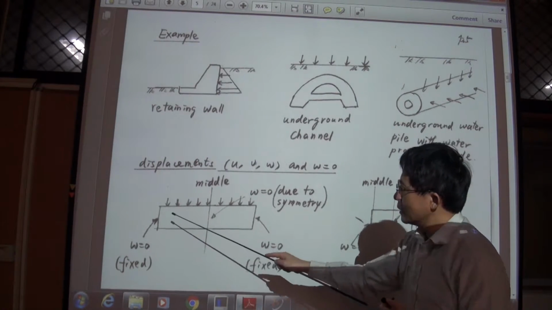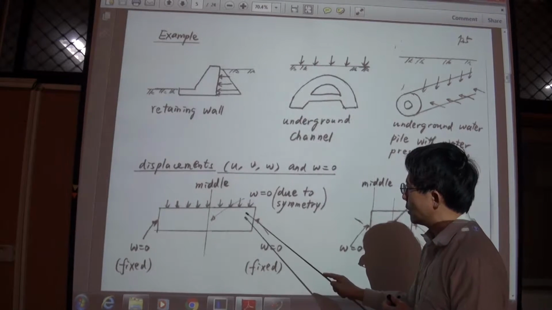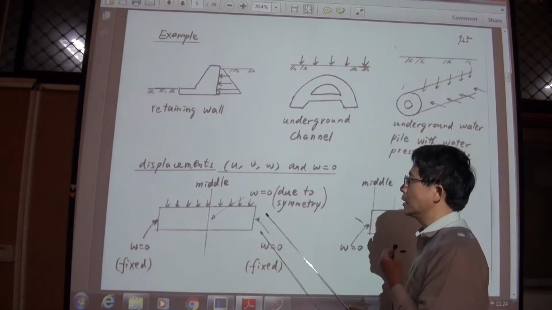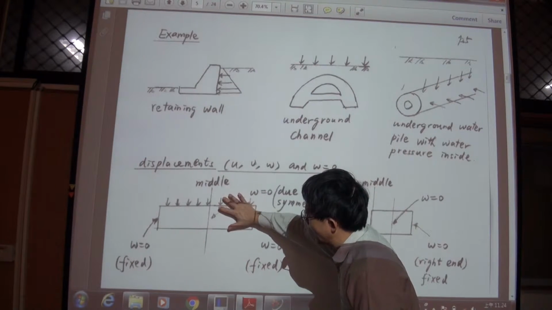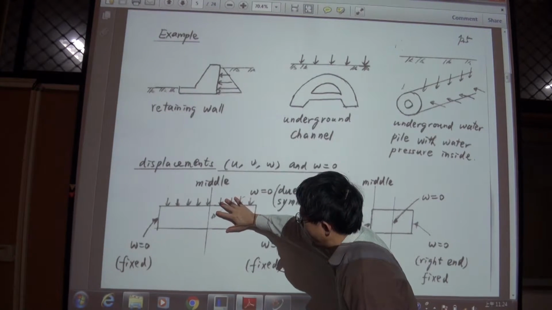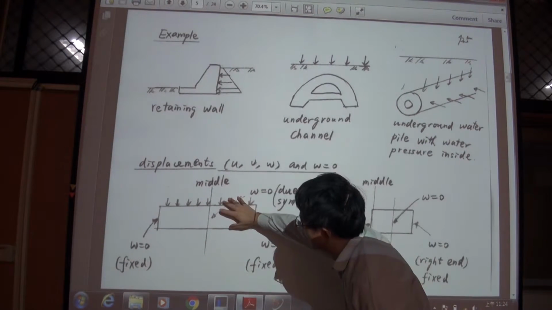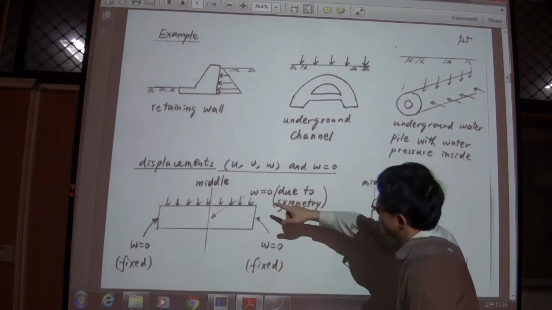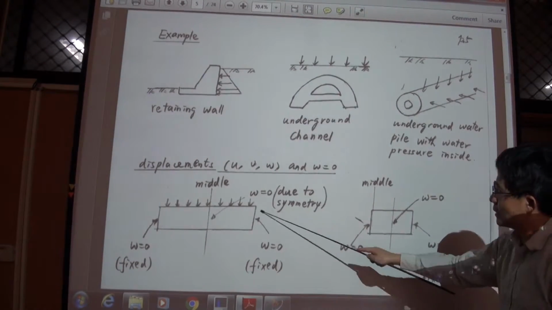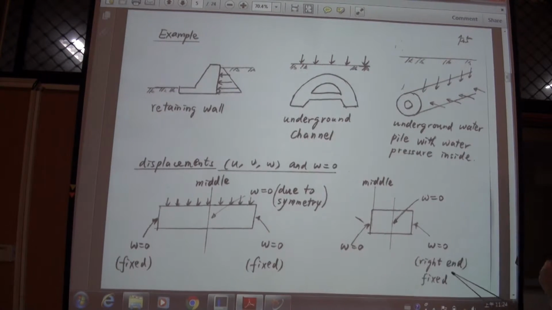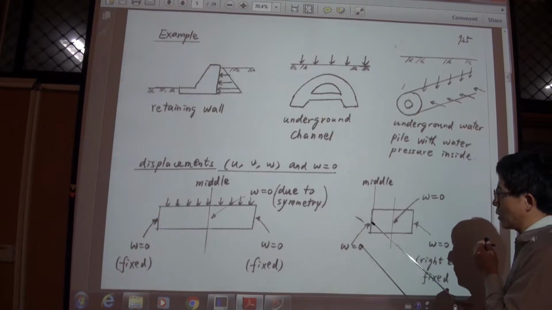Okay, so we know that at the end point W equals 0, at the middle plane W equals 0, at the right end W equals 0. Now we cut this half bar to here as the free body diagram. This is the middle plane. Okay, this is the right end. Now we can repeat the same argument.